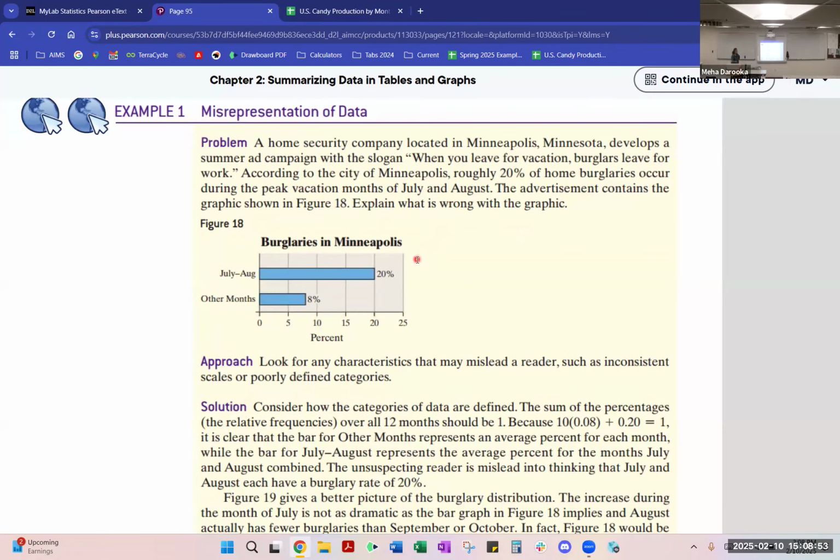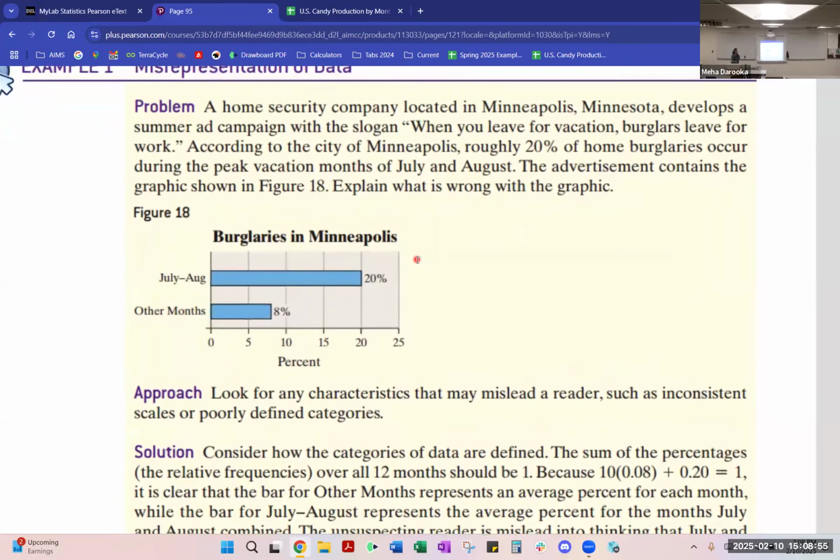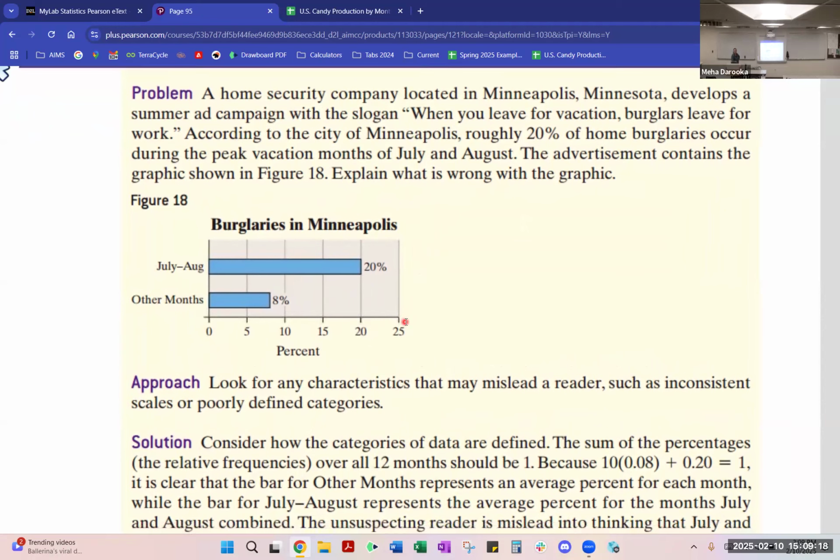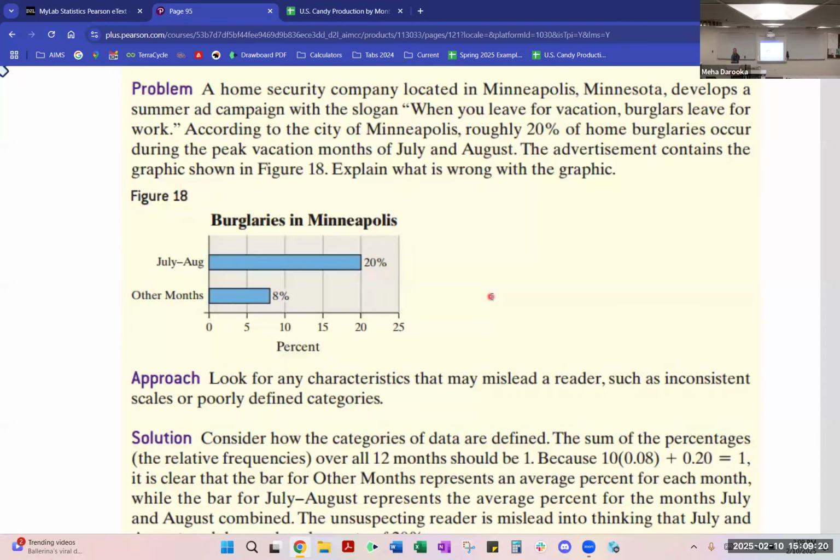So let's take a look at this example. A home security company located in Minneapolis, Minnesota, develops a summer ad campaign with the slogan, "When you leave for vacation, burglars leave for work." According to the city of Minneapolis, roughly 20% of home burglaries occur during the peak vacation months of July and August, because that's when they know people aren't going to be home. The advertisement contains this graphic below, and they want to know what is wrong with it.